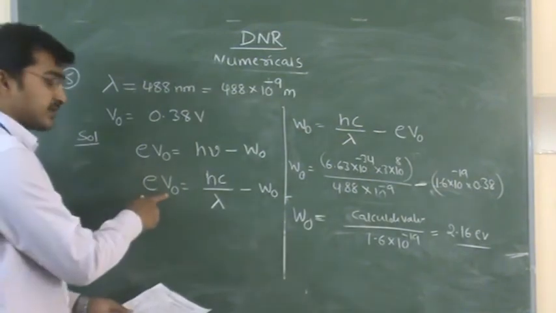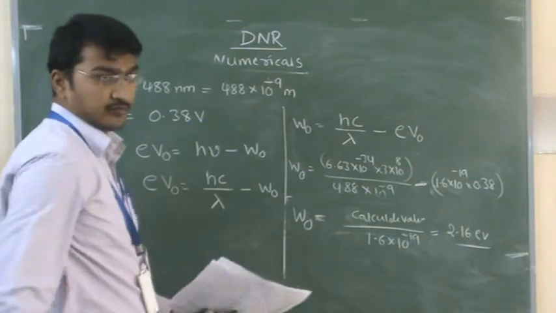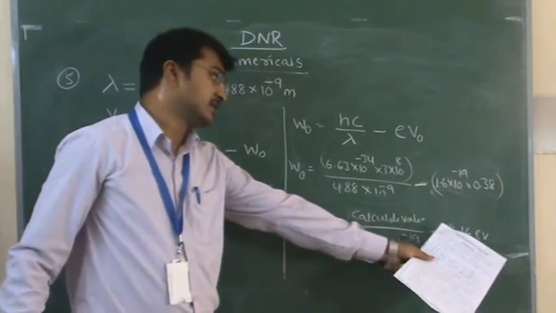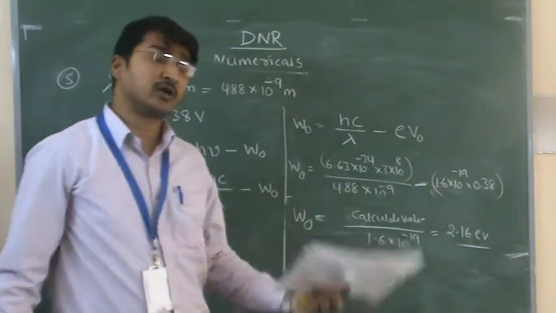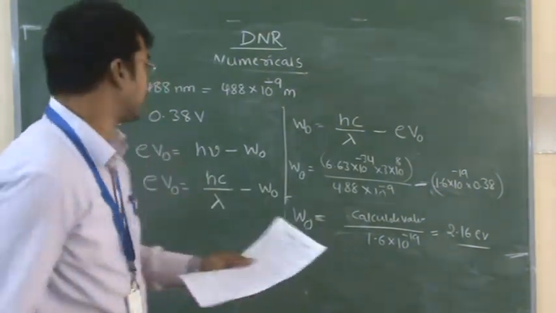So this is the equation. From this equation we should find the W naught. The answer should come in electron volt, that is 2.16 electron volt, because in most cases the work function is mentioned in electron volts.